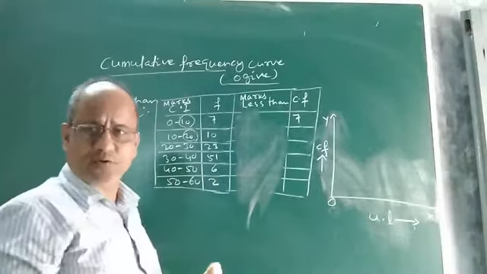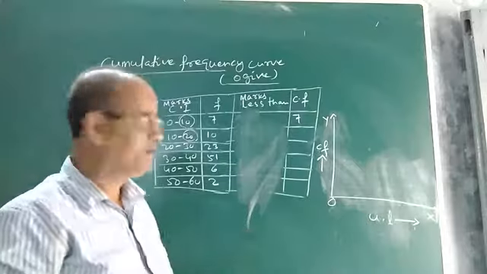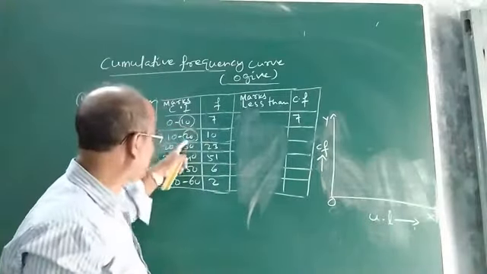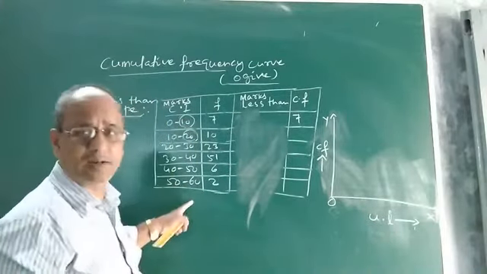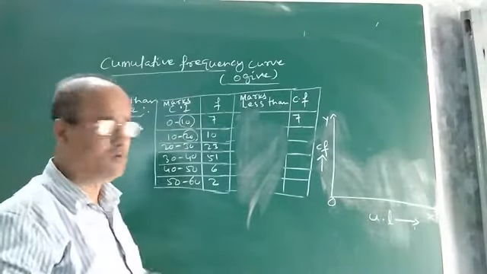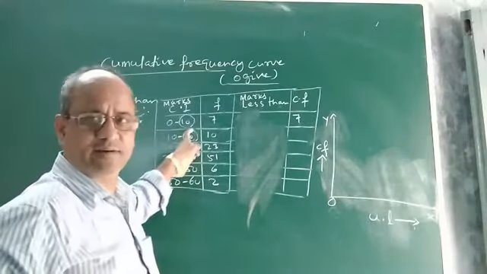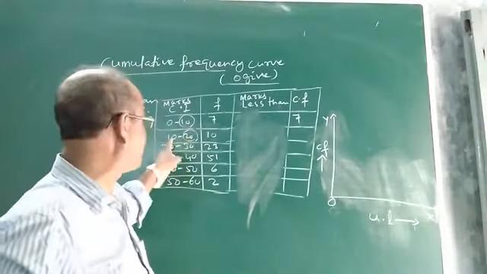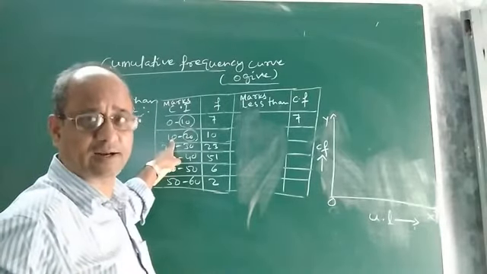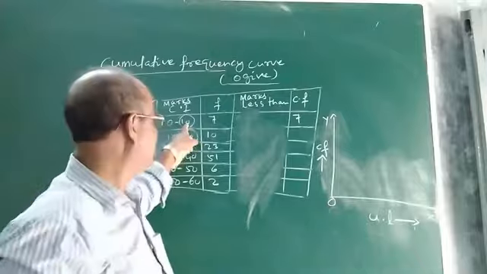Now, in this type, the less than type, children, first you mark the upper limits of the classes. If I ask you marks less than 10, that is 0 to 10. 0 to 10 means it is less than 10, because 10 is again coming in the second class interval. So 0 to 10 means marks less than 10.